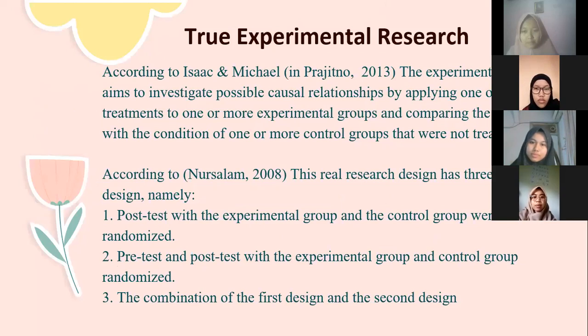Next is true experimental research. According to Isaac and Michael in Project No 2013, the experimental method aims to investigate possible causal relationship by applying one or more treatment to one or more experimental group and comparing the result with the condition of one or more control groups that were not treated. And the research design has three forms of design, namely post-test, pre-test, and combination.